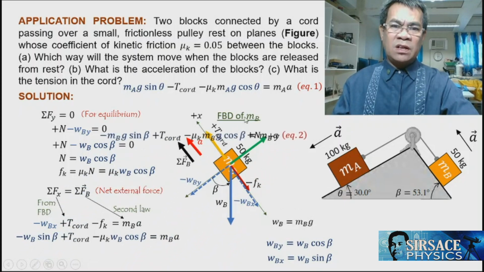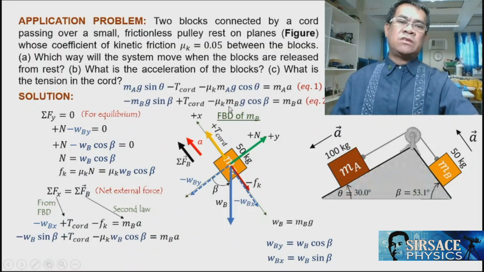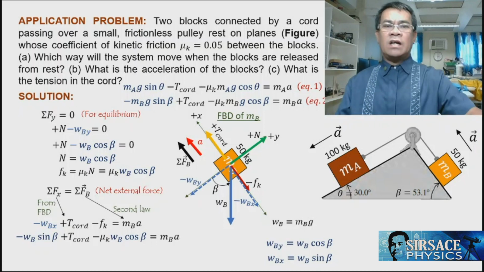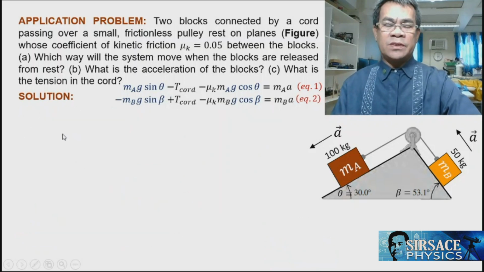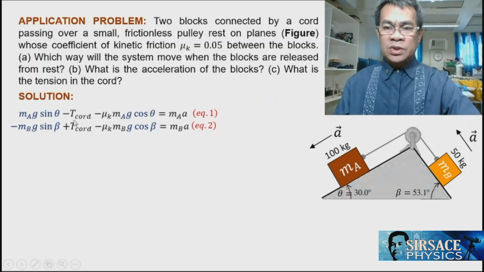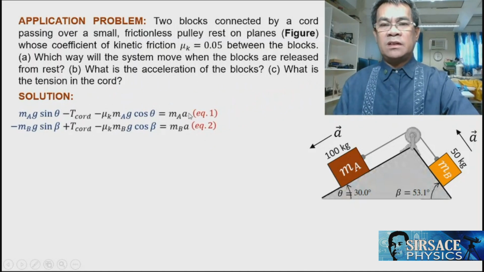So the two equations are simultaneous equations. They are simultaneous because we have two equations with the same variables. Equation 1 contains the unknowns A and T, while equation 2 contains the unknowns A and T. Therefore, the two equations are simultaneous equations. Okay? Now applying our algebra. The power of algebra is very important. We will use these two in order to solve for T and the acceleration.